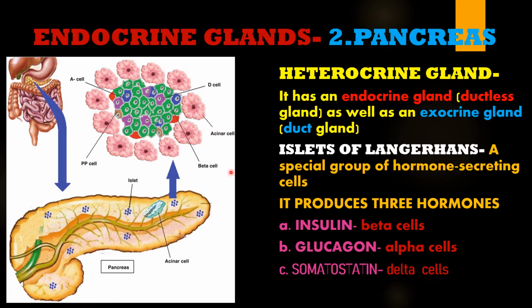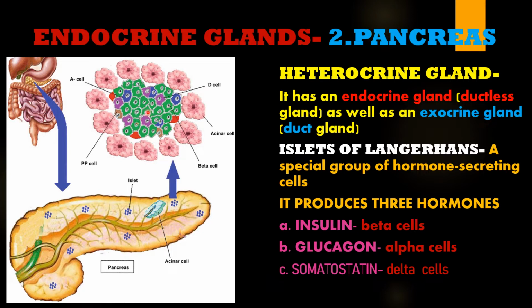A special group of hormone secreting cells. Here you can see a special group of hormone secreting cells are there in the pancreas. This special group of cells we call the islets of Langerhans. These islets of Langerhans produce different types of hormones. Here you can see, this is the islets of Langerhans that consist of different types of cells, a special group of hormone secreting cells.